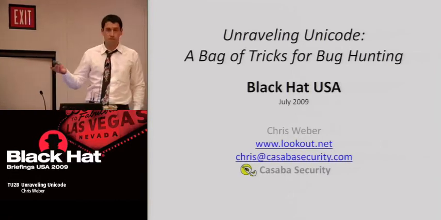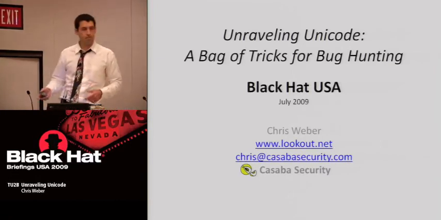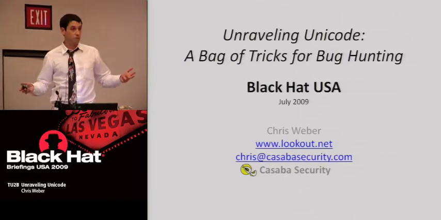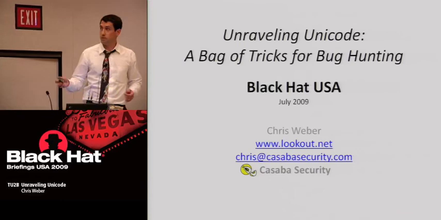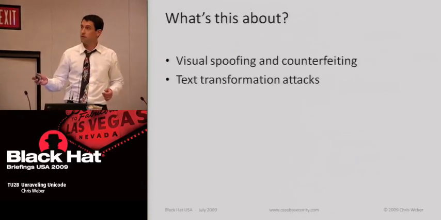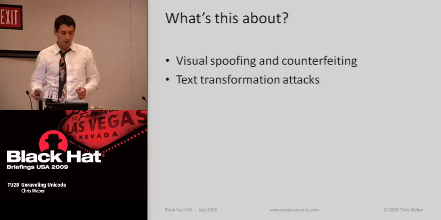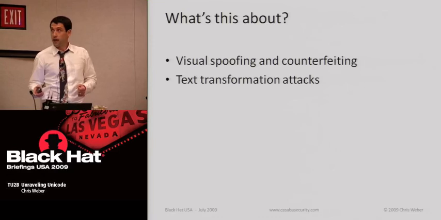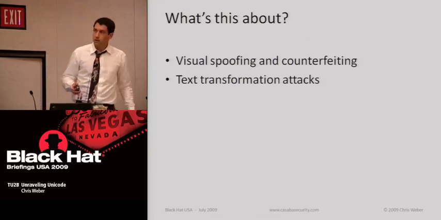We've really turned focus a lot to globalization and Unicode in the past couple years because it's just ripe and rich with vulnerabilities. And I see lots of work to do there. So what's this talk about? Going to go into visual spoofing, and I call them counterfeiting attacks, and also I'm going to cover some text transformation attacks.